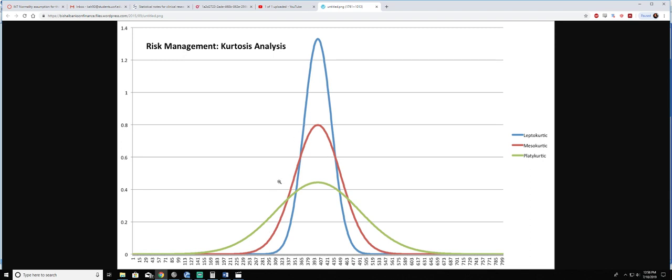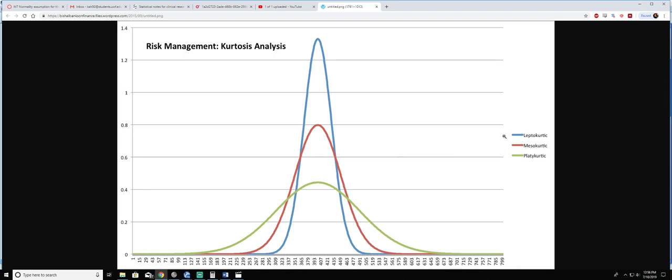Mesokurtic distribution is normal, middle, meso, right? Again, you don't need to memorize these. These are just ways to conceptualize. So this red distribution, the one in the middle, is a normal distribution. In this normal distribution, your kurtosis value in SPSS would show up as 0. Generally, sometimes when people are talking about kurtosis, or you're in a different statistical computing software, a normal kurtosis value is 3. But within SPSS, it's 0. It's just like skewness, so just keep that in mind.